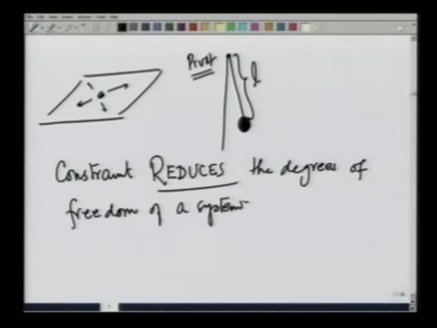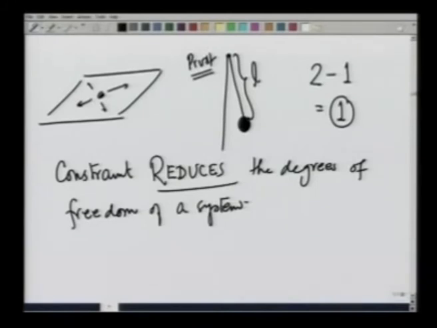For example, in the case of a pendulum, number 1, the pendulum is to move in a plane, so degrees of freedom are 2. Then I put a constraint that the distance of this bob from the pivot point is fixed, so I reduce the degree of freedom by 1 by putting one constraint, and finally the degree of freedom therefore comes out to be 1.